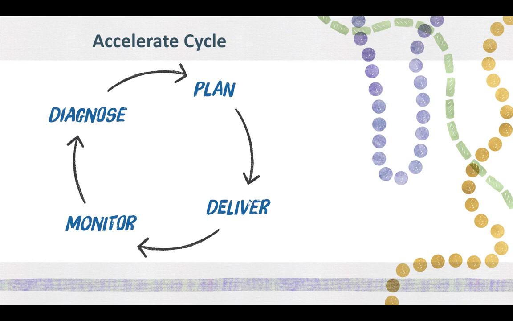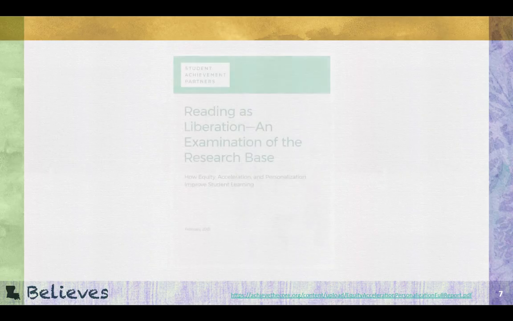The acceleration cycle should be a routine part of every ELA teacher's instructional planning for the academic year or for summer learning. This cycle of continuous planning and responding to address student needs will allow educators to personalize learning as they move through the four phases: diagnose, plan, deliver, and monitor.